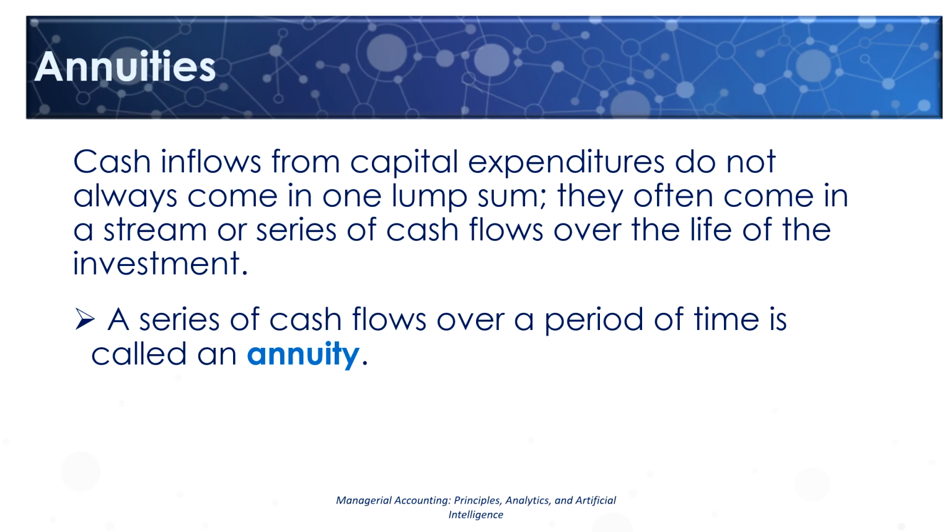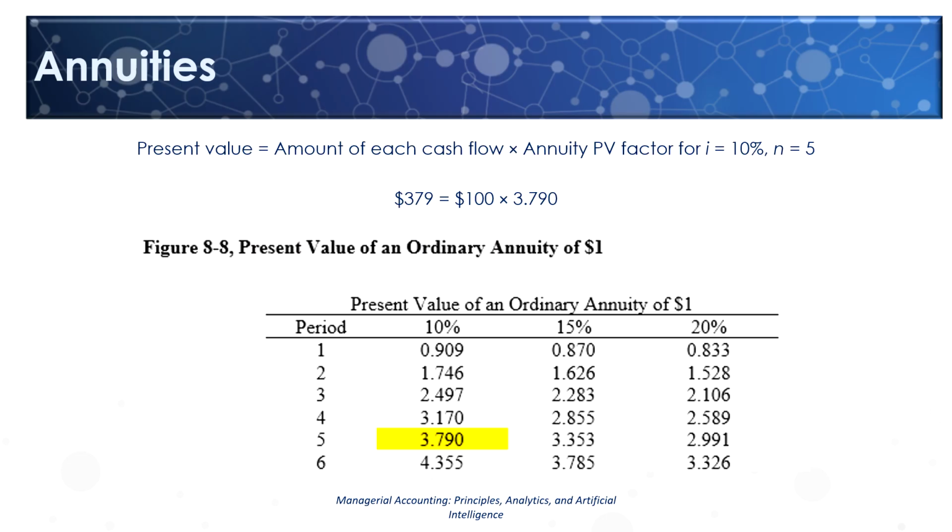Now we introduce annuities. An annuity is an equal series of cash flows over a period of time. In capital budgeting, many investments produce annual cash inflows that are consistent each year. So we often use present value of an annuity factor to compute the present value of a stream of cash inflows. Figure 8.8 shows a present value of an ordinary annuity of $1 at various interest rates and time periods.